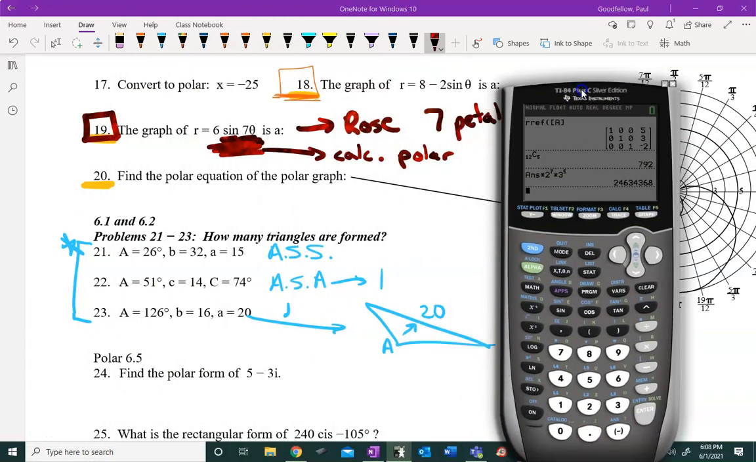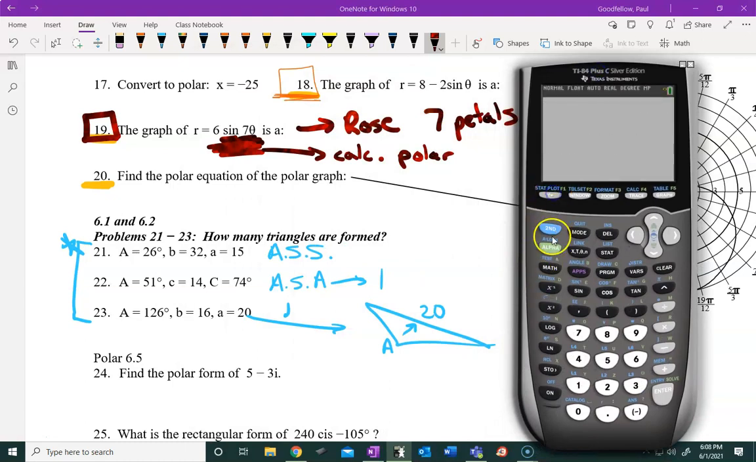So I'm going to put this one in here so you can see what the shape would end up looking like. Right now I'm in the wrong mode there. Let's put this guy in polar. And then I'm going to go to my y equals and put that value in. So it's going to be 6 sine of 7 theta. And let's see what kind of picture it makes.